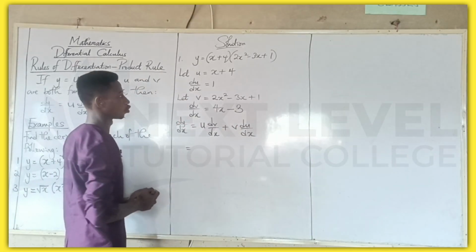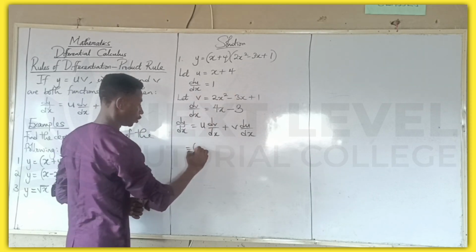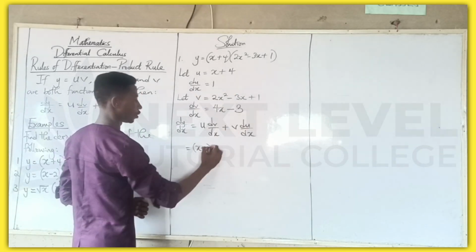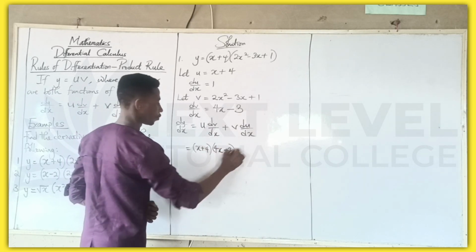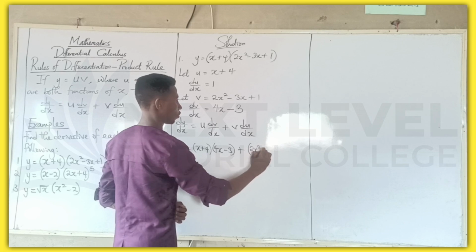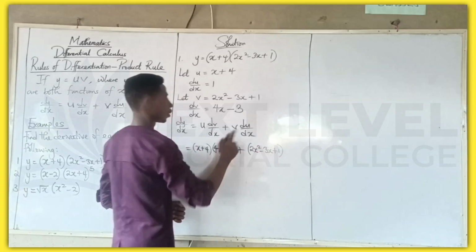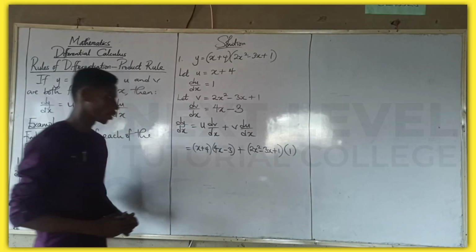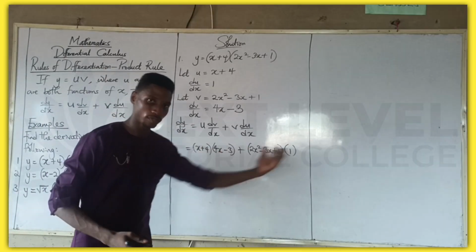Now we start to substitute. What is u? u is x plus 4. It will multiply dv/dx. dv/dx is 4x minus 3, plus v. v is 2x squared minus 3x plus 1. Then times du/dx. du/dx is 1. So now we have substituted them individually.